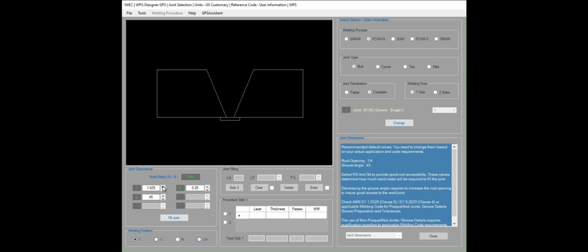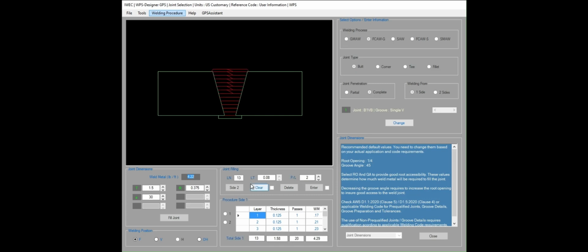Joint details should be selected with groove dimensions that require the least amount of weld metal and still meet the specifications and fabrication requirements. Adjust root opening and groove angle to provide good root accessibility. These values determine how much weld metal will be required to fill the joint.